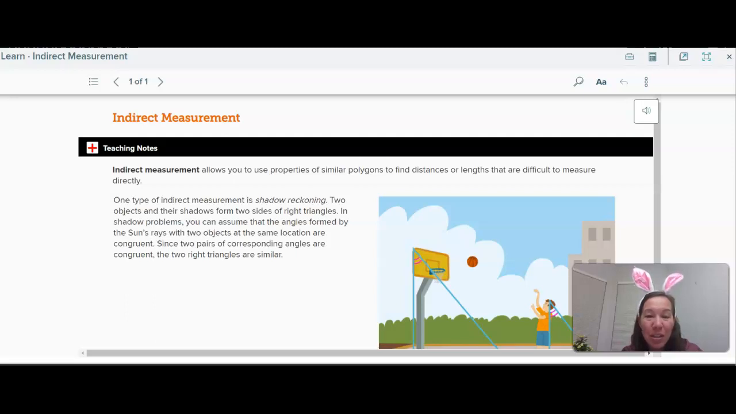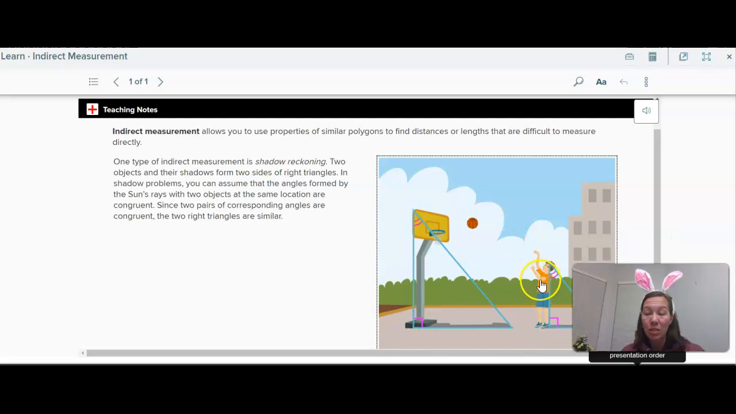So indirect measurement allows you to use properties of similar shapes to find distances or lengths that are hard to measure directly. For instance, if I want to measure something really tall, it's going to be difficult to do, but what we can do is use a similar figure. So for instance, if I measure the height of this person and I can see the length of their shadow, and I can measure the length of the shadow of this basketball hoop, then I can find the height of the basketball hoop using the fact that these would end up being similar triangles.